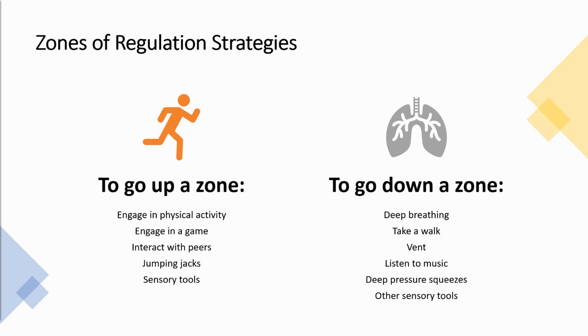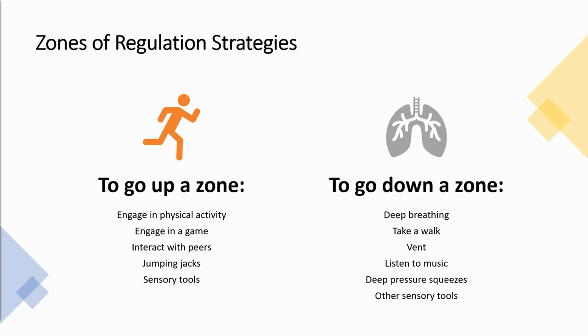So to go up a zone, for example if a child is in the blue zone and you're going outside to play, that would be a situation to move up to a higher zone. So engaging in physical activity or a game, interacting with peers, doing jumping jacks, using sensory tools to just increase your engagement and attention to the task.